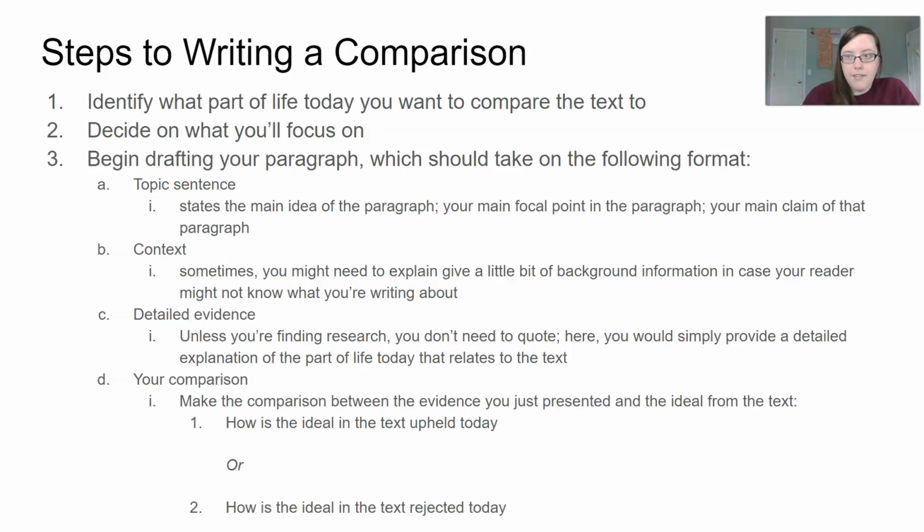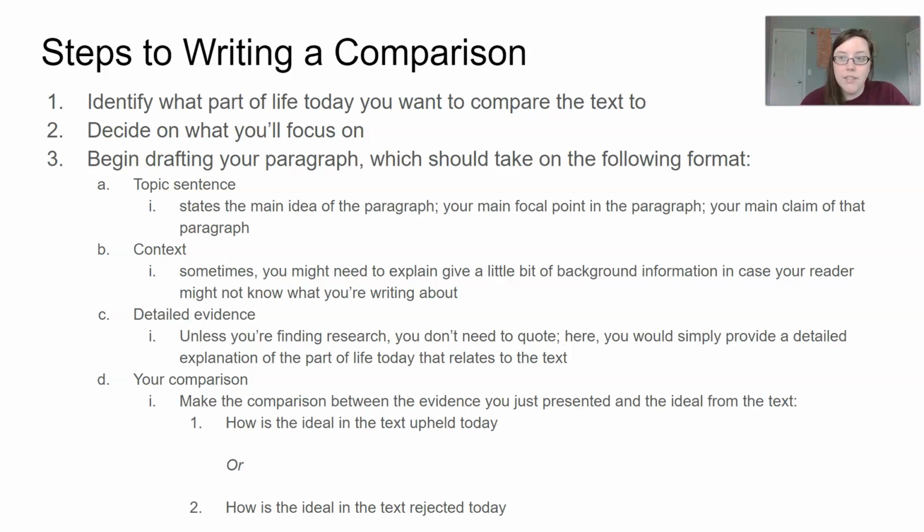Then you give your evidence, quote, your research. You also want to make sure that you cite it on your works cited page. But really what I definitely want is a detailed explanation. Don't glaze over at surface level, go into detail, give specifics, give examples if you can. And that's, again, like you've identified the part of life that you want to talk about. How does the ideal connect? Show me, give me specifics, explain it.